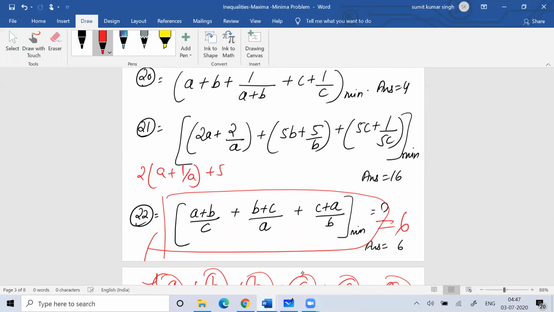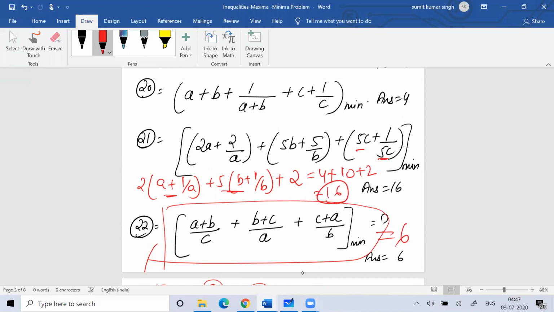Here you can take 5 common. You're left with b plus 1 by b, and this is 5c plus 1 by 5c, meaning 2. So if you solve this, a plus 1 by a is 2. The minimum value of that is 2. So 2 2s are 4, plus 5 2s are 10, plus 2. You get the answer as 16.